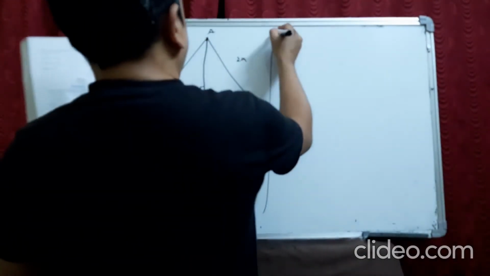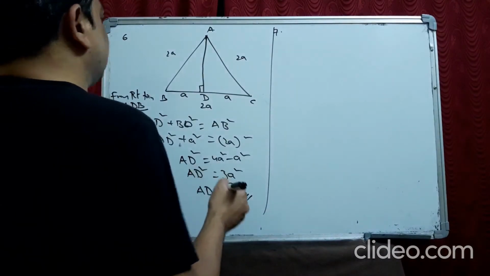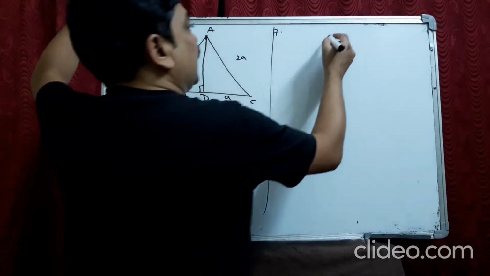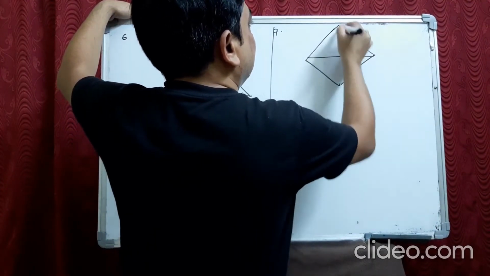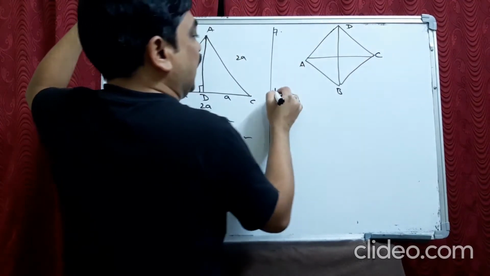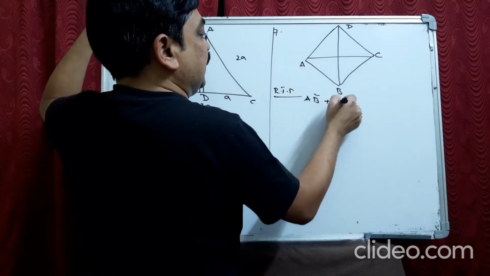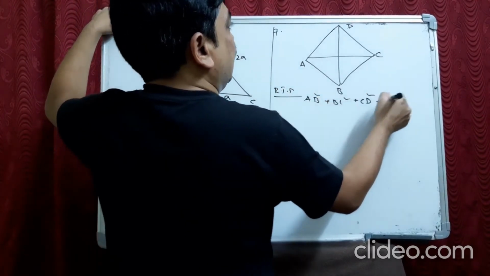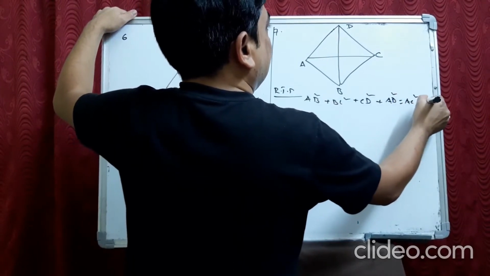See the seventh one. Sum of the squares of the sides of a rhombus is equal to sum of the squares of its diagonals. We have to prove that in a rhombus ABCD, RTP is AB square plus BC square plus CD square plus AD square is equal to AC square plus BD square.